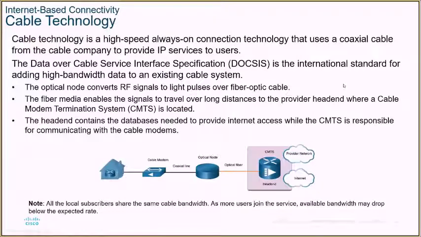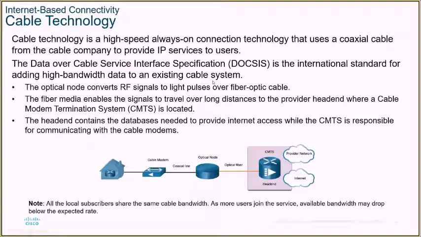Okay, so cable. Cable is a high-speed, always-on connection technology that uses coax cable from the cable company to provide IP services to users. Data over Cable Service Interface Specification, or DOCSIS, is the international standard for adding high bandwidth data to an existing cable system. The optical node converts RF signals to light pulses over fiber optic cable. The fiber media enables the signals to travel long distances to the head end, where the cable modem termination system is located.